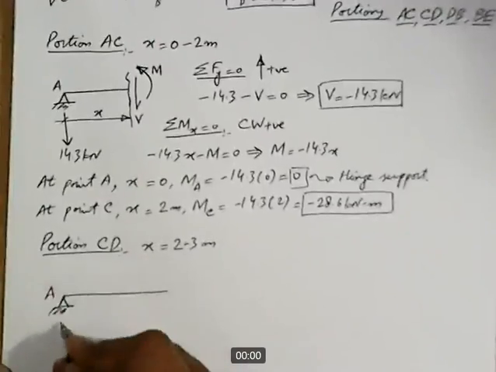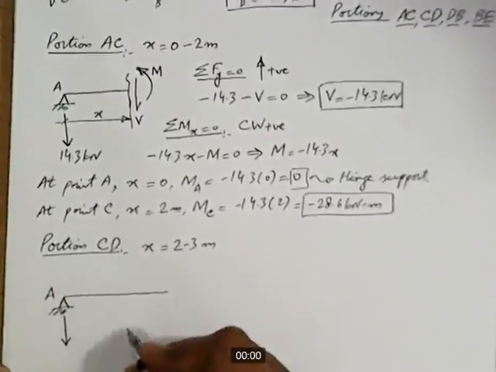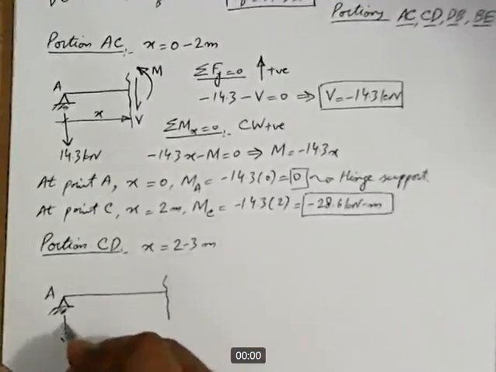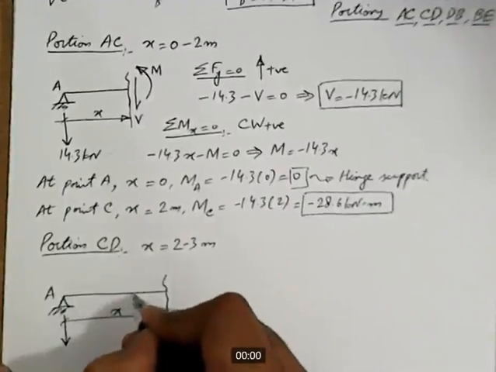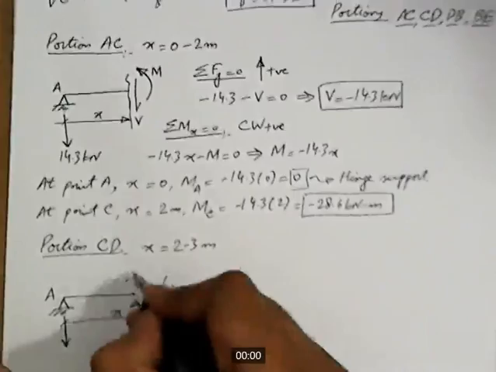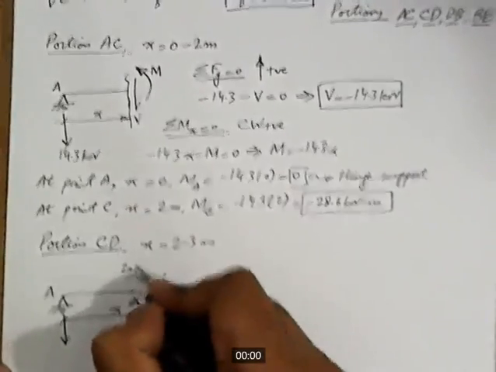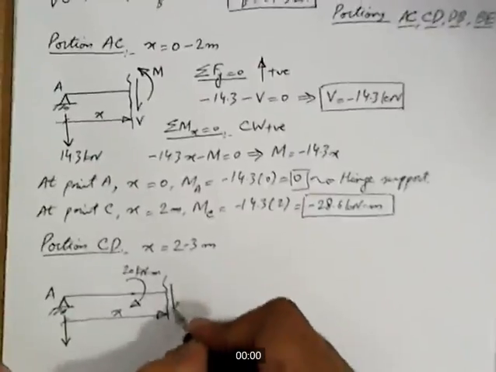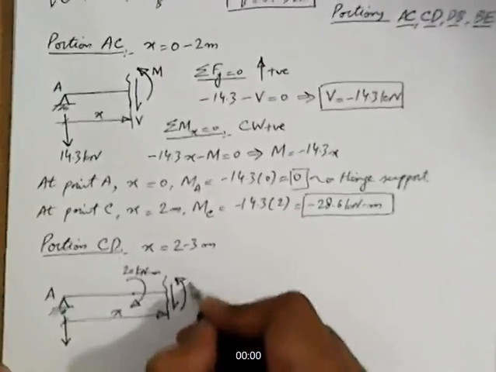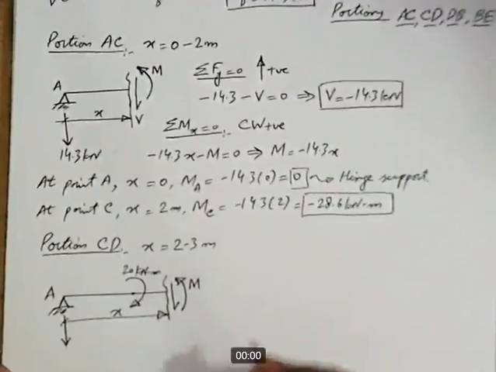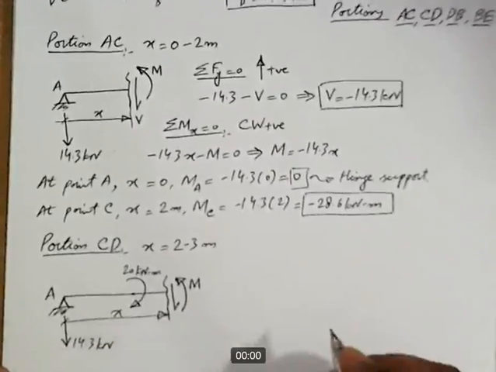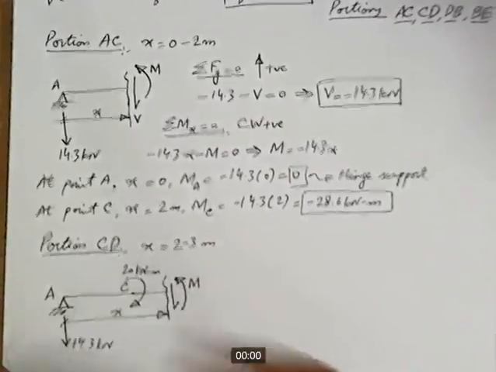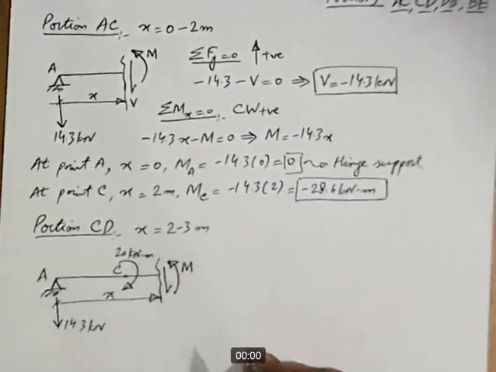Hinge support at A, reaction acting in the downward direction. This is a section at distance X. We have a point moment here acting in clockwise direction. Magnitude is 20 kilonewton meter. Shear force V acting in downward direction and M in counterclockwise direction. Magnitude of the reaction is 14.3 kilonewton. This point is C according to our nomenclature. So here we have drawn the free body diagram of portion CD.